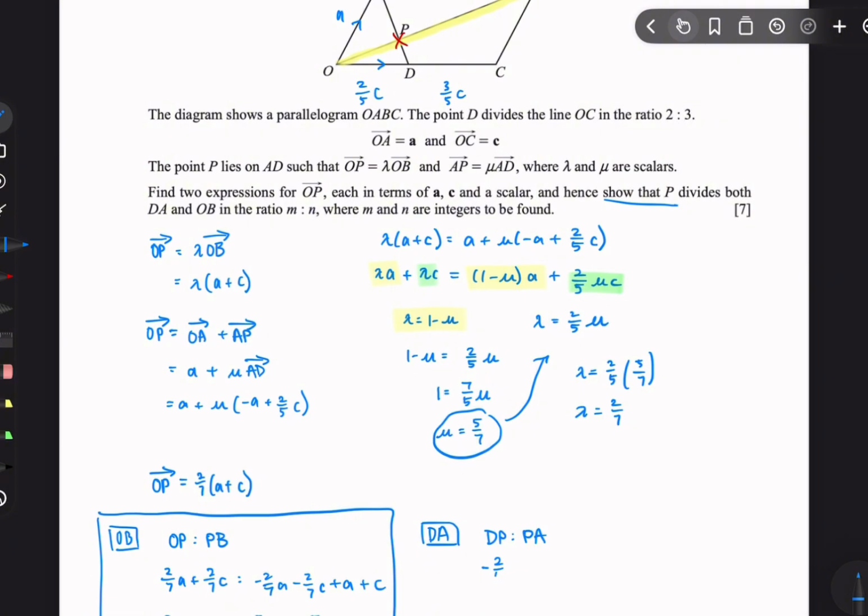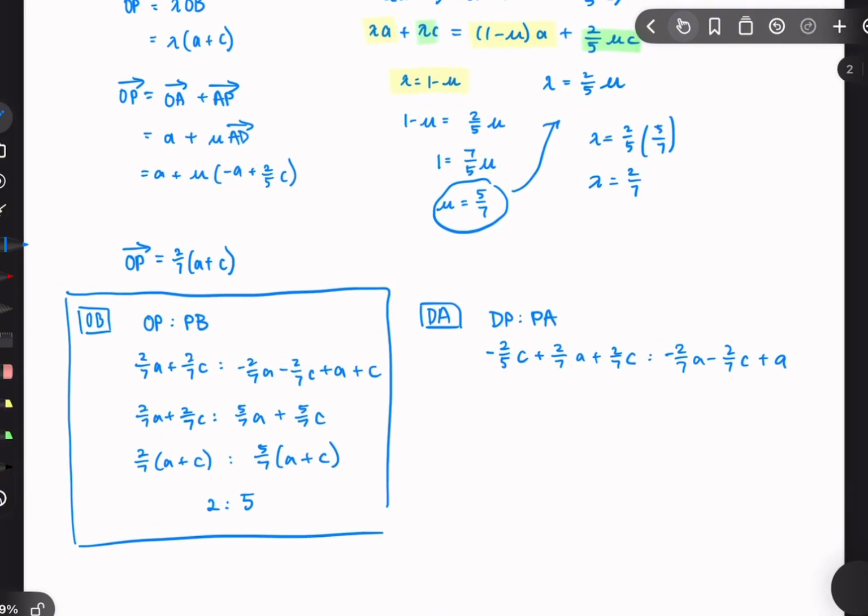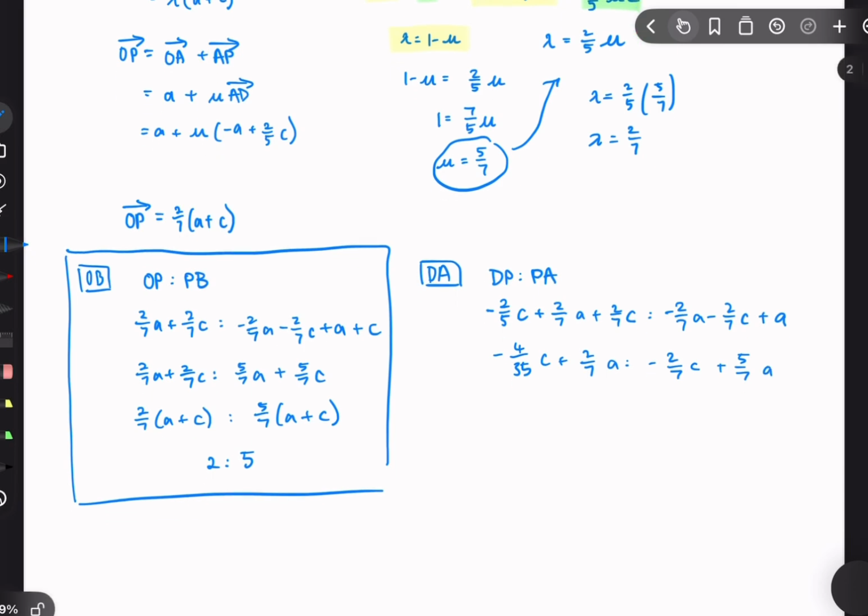And DO would be minus 2 over 5 C, and then plus OP, which is 2 over 7 A plus 2 over 7 C. PA will be minus OP plus A. Okay, so this will be minus 4 over 35 C plus 2 over 7 A. And then, okay, so we can take out the factor of 2. This one will be factor of 5.